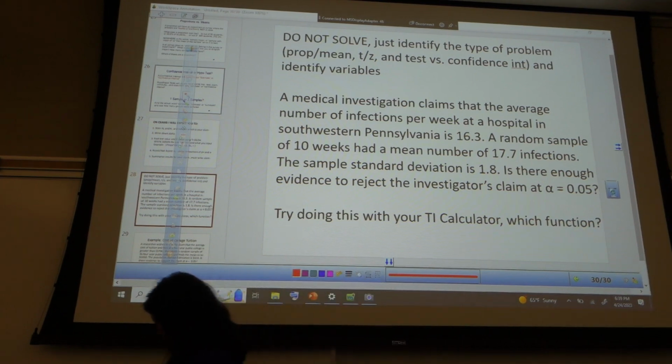A medical investigation claims that the average number of infections per week at a hospital in southwestern Pennsylvania is 16.3. A random sample of 10 weeks had a mean number of 17.7 infections. The sample standard deviation is 1.8. Is there enough evidence to reject the investigator's claim at alpha equals 0.05?